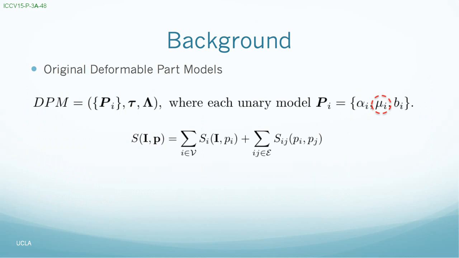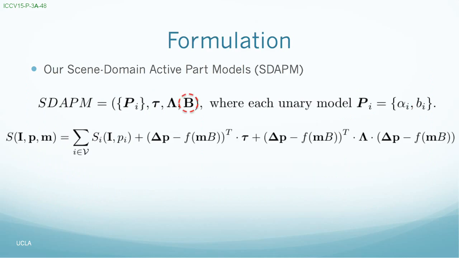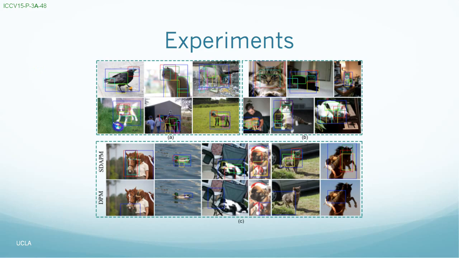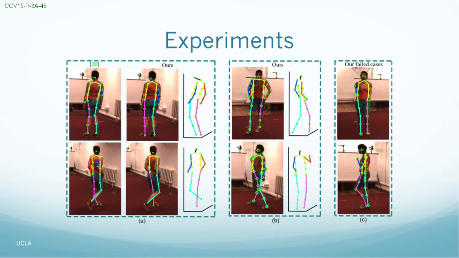Instead of fixing the angle position of unary part models, we model the parts in the 3D scene domain subspace. And so we can apply it to 2D object detection and parts localization, as well as 3D viewpoint estimation and landmark shape estimation.